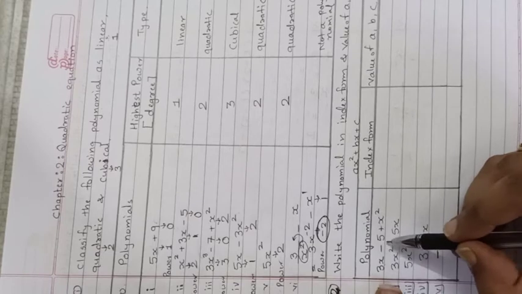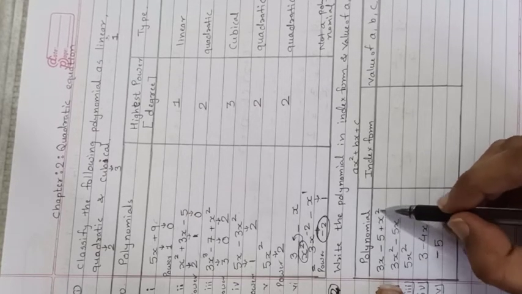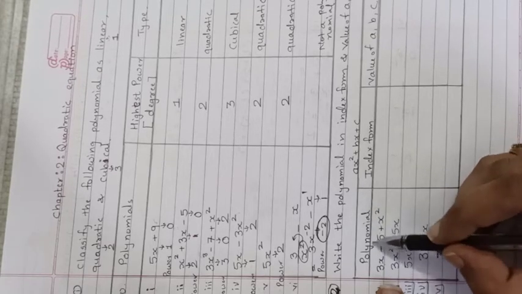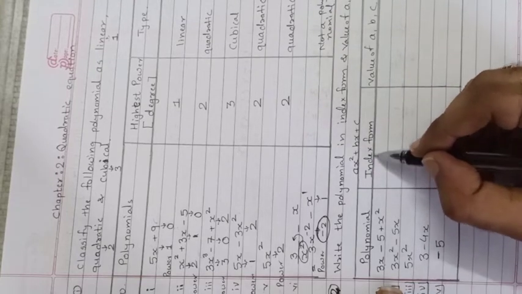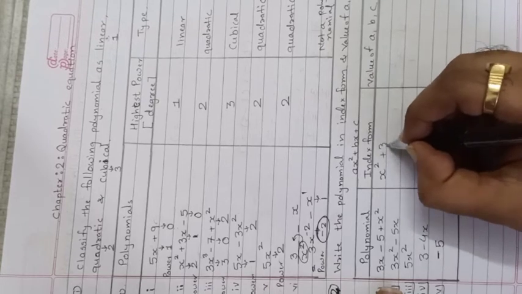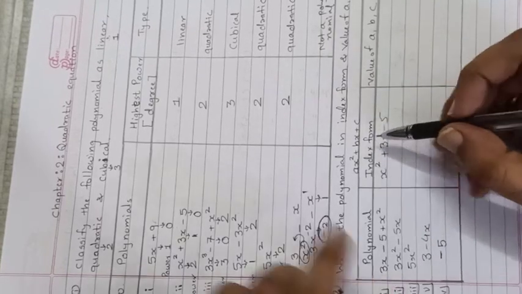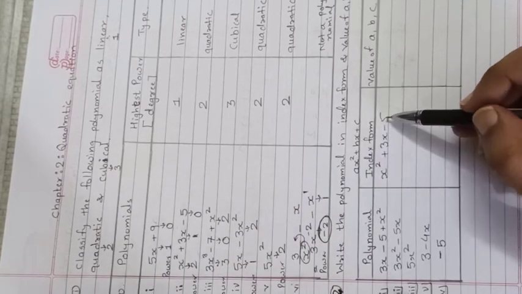Here we have 3x minus 5 plus x square. The highest power of the variable is x square, and then 3x, and the last will be minus 5. So you have to write in decreasing order, that is called index form. So x square plus 3x minus 5. Hope you understood. This is called index form. Now you have to compare this with ax square plus bx plus c.